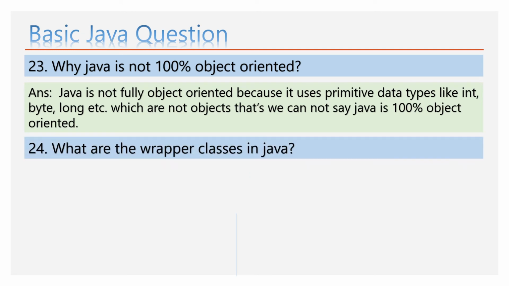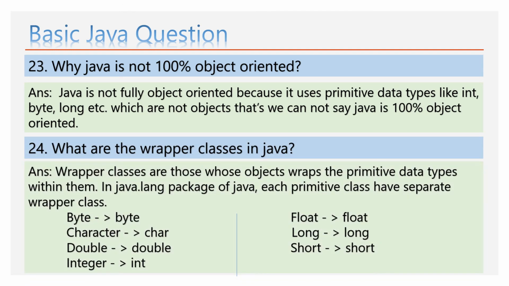What are the wrapper classes in Java? Wrapper classes are those whose objects wrap the primitive data types within them. In the java.lang package of Java, each primitive type has a separate wrapper class. These are the following wrapper classes.